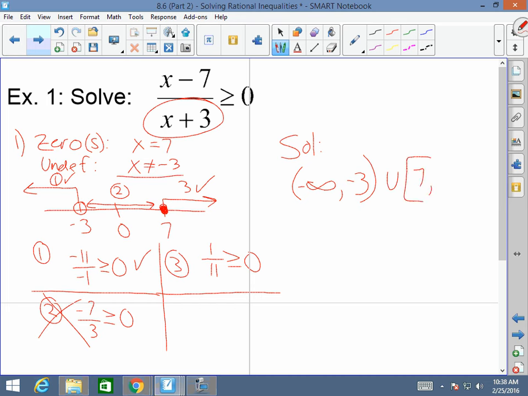Bam. Bracket 7, positive infinity. Beautiful. Excellent, guys. So what does this mean? That means that this inequality is solved with any value that is less than negative 3 or greater than 7. You plug in any number in those intervals, it's going to work. It's not too bad, is it? Okay. Let's continue rather.